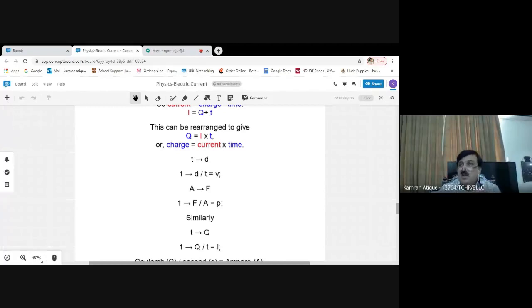If you can still remember that according to F equals ma, the SI unit of force was kilogram into meters per second square. But this whole term of kilogram into meter per second square was named by us as Newton for simplicity. So Newton is the name used for the SI unit of the quantity called force. Similarly, Coulomb is the name of the SI unit of the quantity called electric charge.